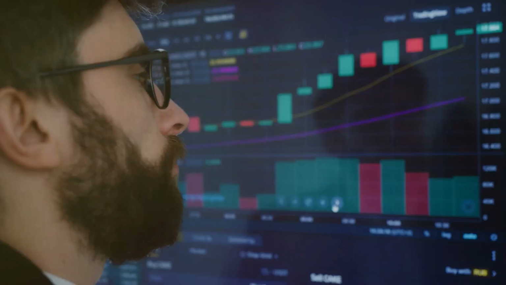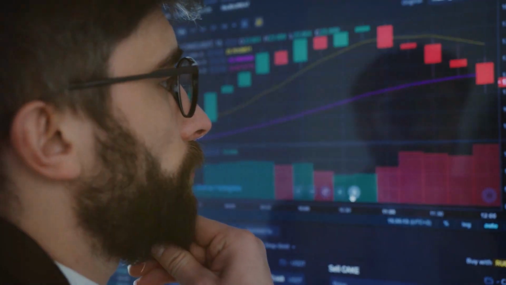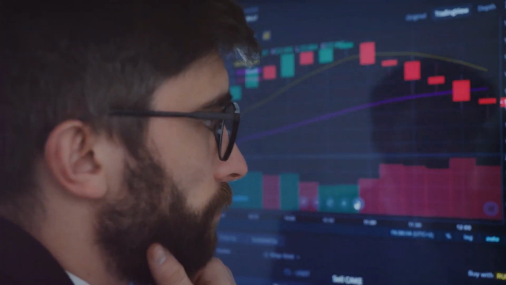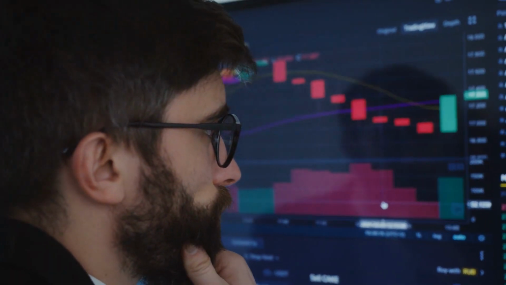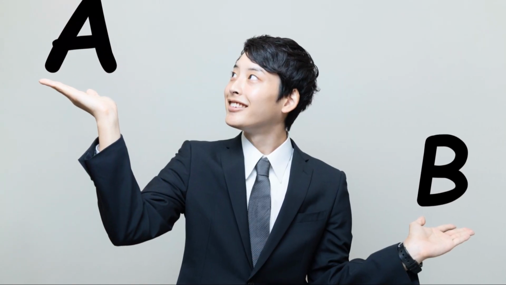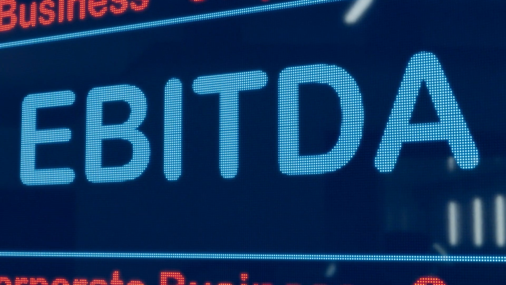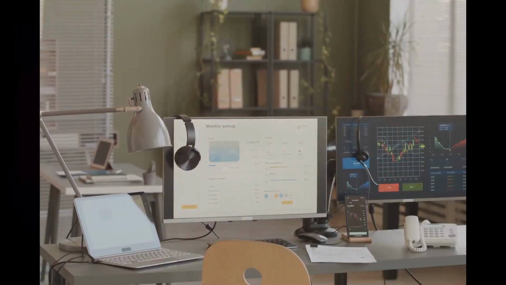In conclusion, comparing valuation methods in investment analysis allows investors to gain a comprehensive view of the fair value of an asset and make more informed investment decisions. Each method has its own strengths and weaknesses, so it is important to consider multiple methods to get a more accurate valuation.